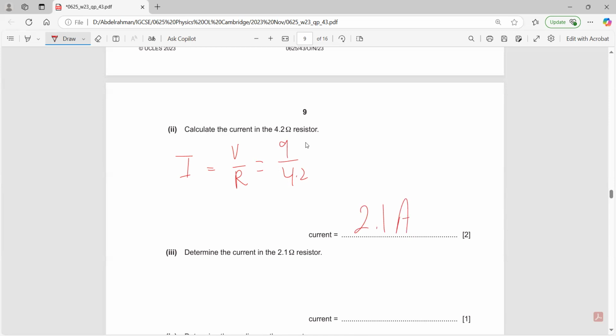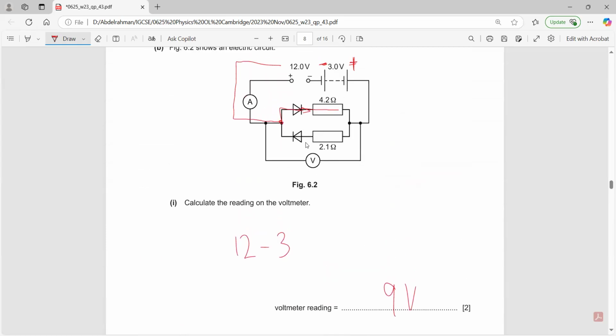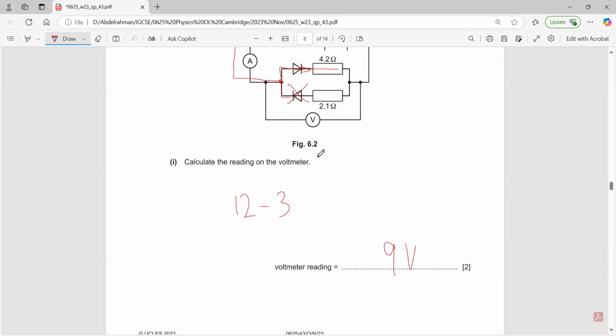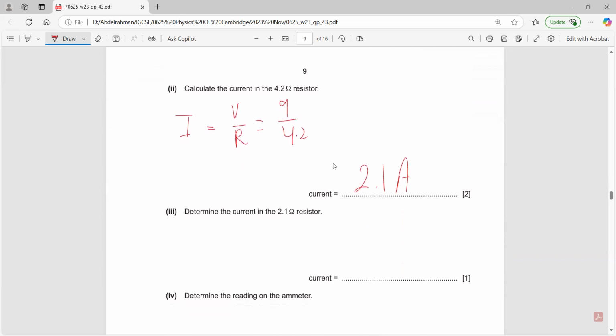Determine the current in the 2.1 ohm resistor. I equals V over R. Can I say 9 over 2.1? No, you cannot say that. Why? Because you have a diode which is flipped. It's looking the other way. The current will not pass through this diode, so there is no current. The current in this resistor is 0 amperes.